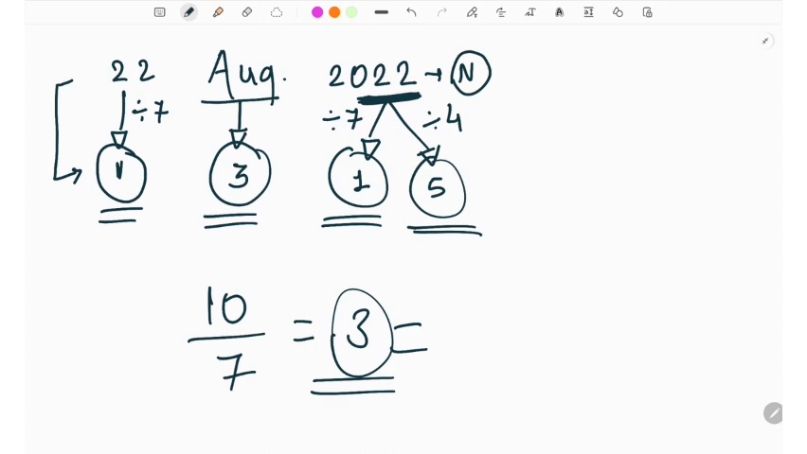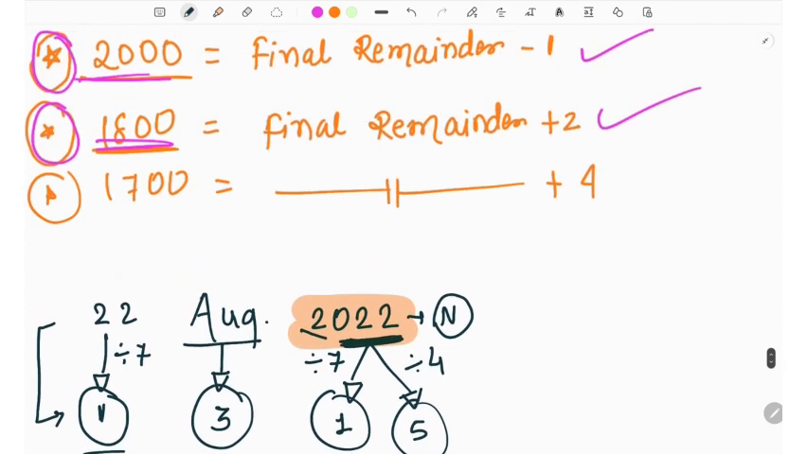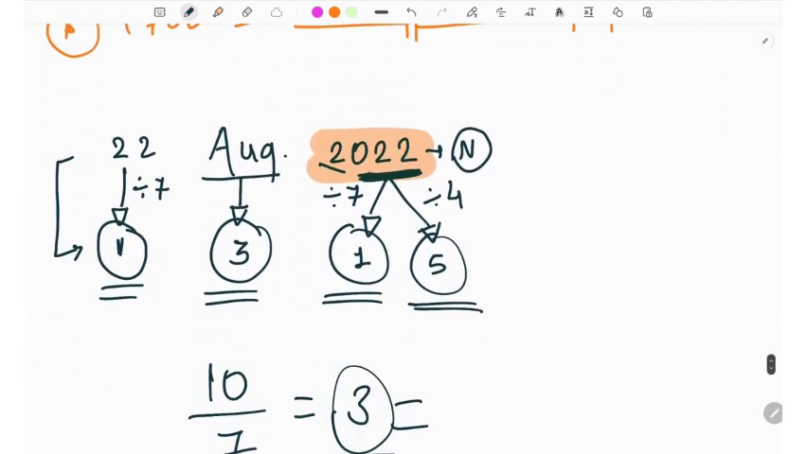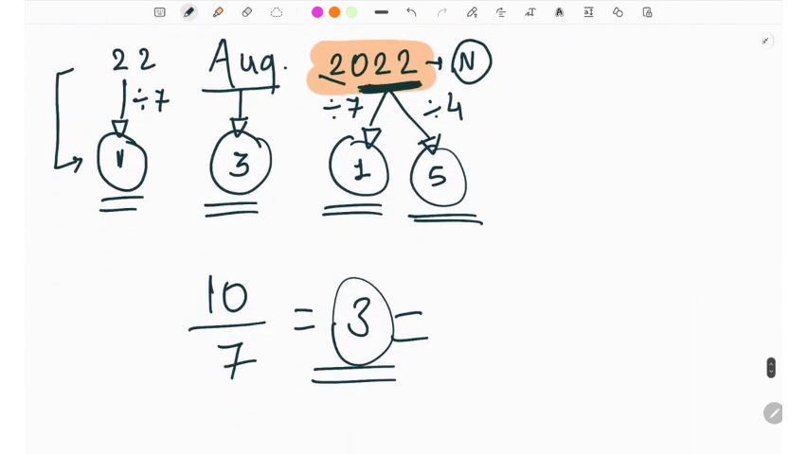Here the final remainder that we have got was 3. In the previous questions that we have discussed earlier, we have seen the code for 3 was Tuesday. But here the given year is 2022. This is the exceptional case that we have discussed previously, if the given year belongs to the 2000 century. Now this year 2022 belongs to the 2000 century, correct?